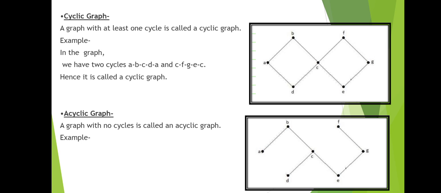Now what is an acyclic graph? A graph with no cycles is called an acyclic graph. Here we see AB, BC, CD, but A and D are not attached, so it is an acyclic graph. We also have CE, EG and GA, but it is not connected to C, so it is an acyclic graph.